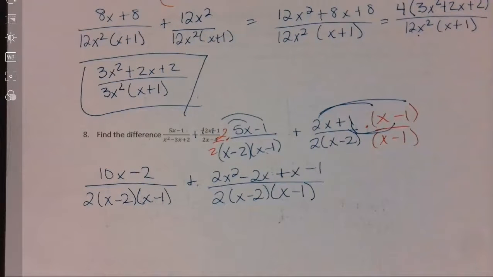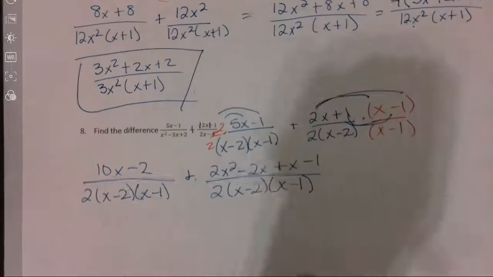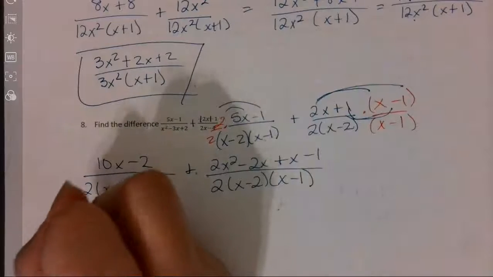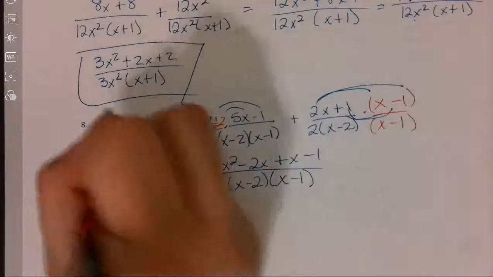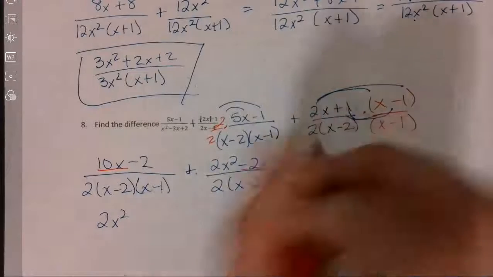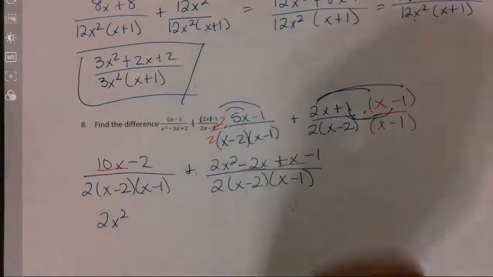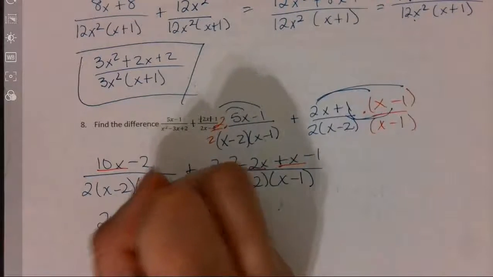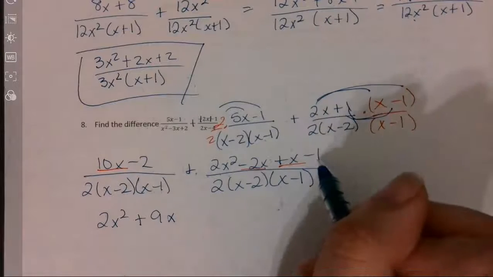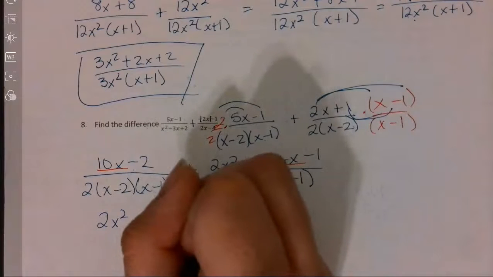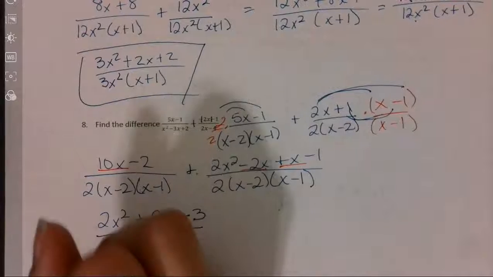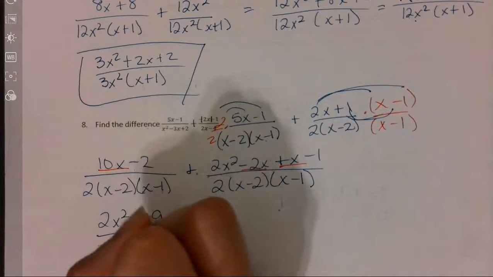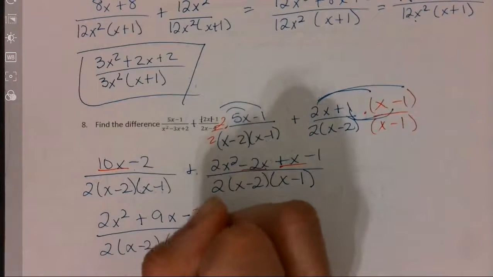Okay. Then I want to go ahead and combine like terms. So I'll do that down below. I have 2x squared. Then I have 10x minus 2 plus x. So 10 minus 2 is 8, plus 1 is 9. Then I have negative 2 minus 1, which is negative 3. Which is over 2 times x minus 2 times x minus 1.